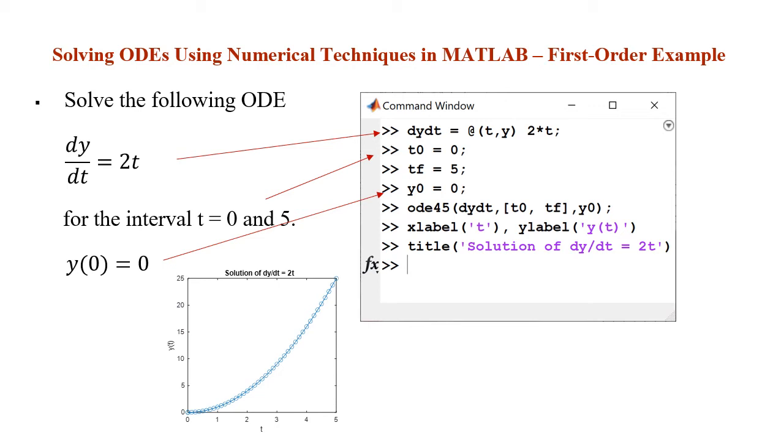And according to the question, we want to solve the system for the interval 0 and 5. So the x-axis should be ranging from 0 until 5. And the initial condition I was provided is that at 0, y is equal to 0, which is true for this case here, as you can see from the plot.